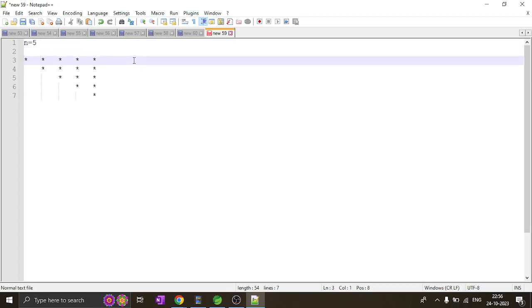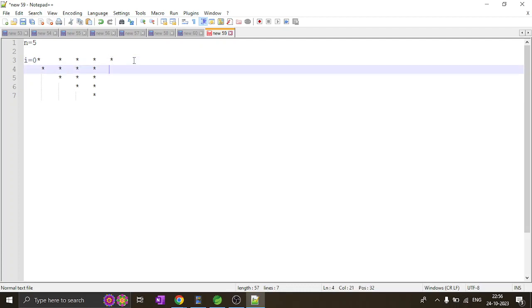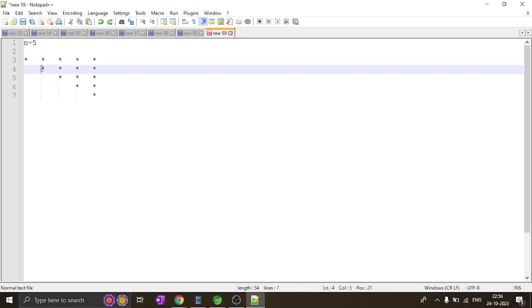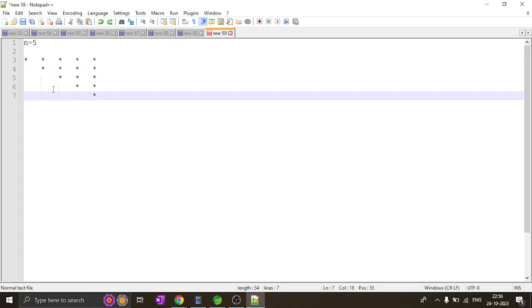And when I is equals to 0, then we have to print 5 stars, 1, 2, 3, 4, 5. When I is equals to 1, we have to print one space and then 4 stars, and then the stars go on decreasing, right? And the spaces go on increasing.